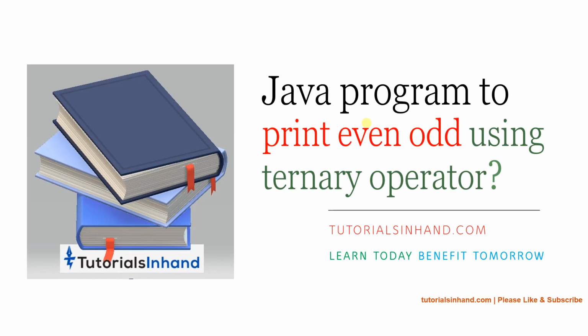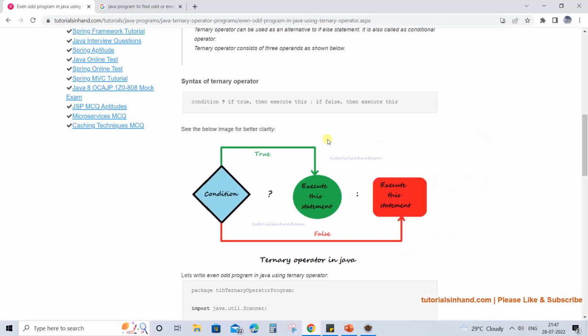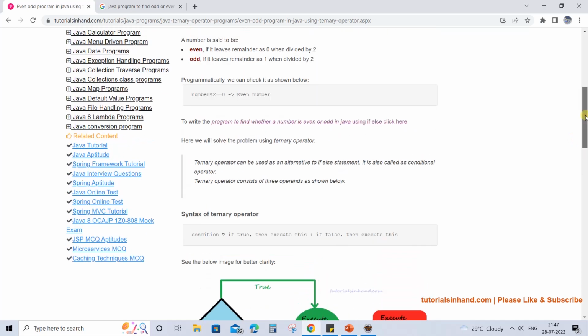Earlier we have seen how we write the same program using if else, right? So here we are going to use the ternary operator, which is an alternative to if else. So let's have a short introduction to the ternary operator. How do we write the syntax and other things?